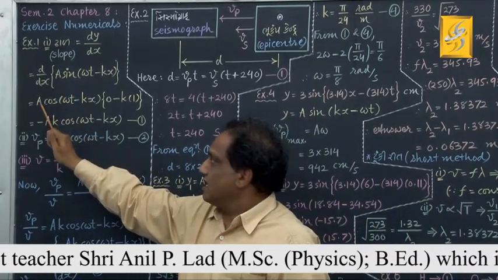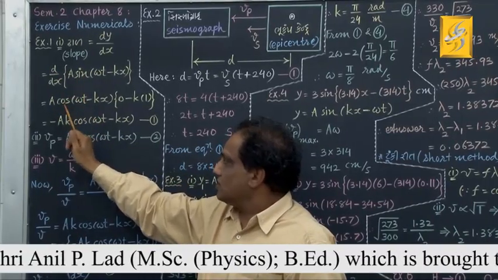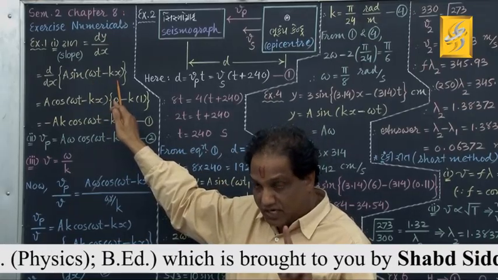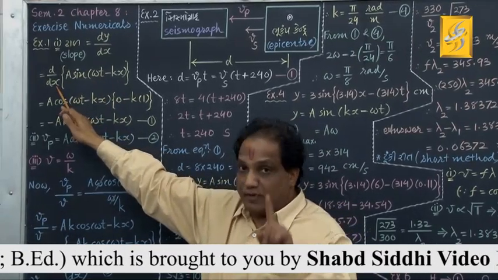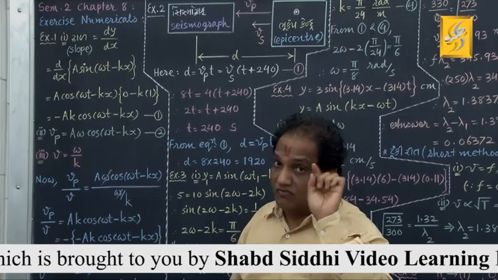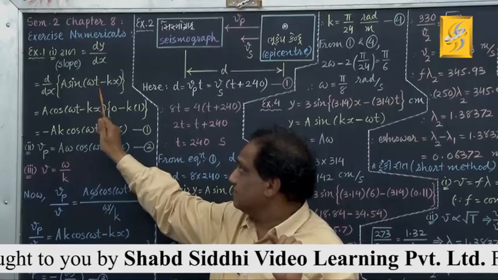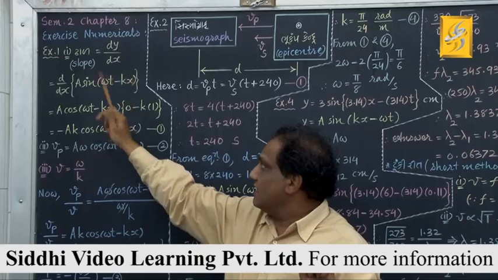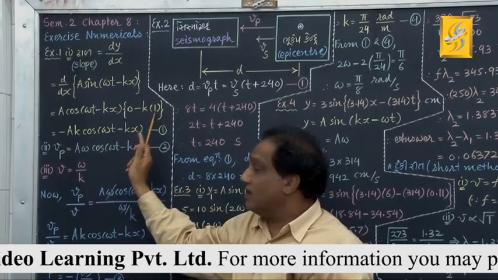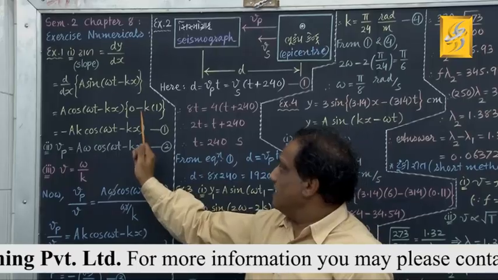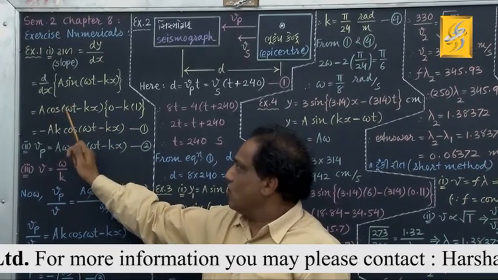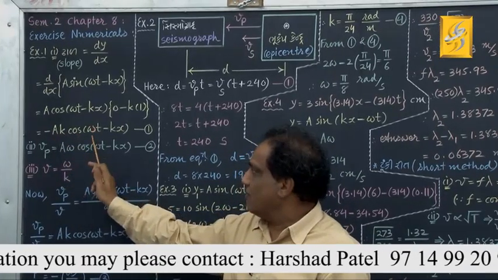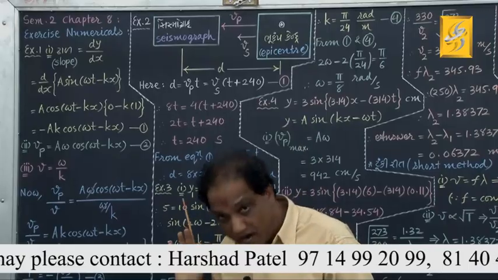Now a is constant, taken out. Derivative of sine is cos, this part as it is. Now go inside the bracket, take the derivative individually. When you are taking derivative with respect to x, you are talking about a given instant of time, so this part is constant, and when this part is constant, its derivative would be 0. Minus k, derivative of x with respect to x is 1. Simple. Minus a k cos(omega t minus kx). Give it equation number 1.